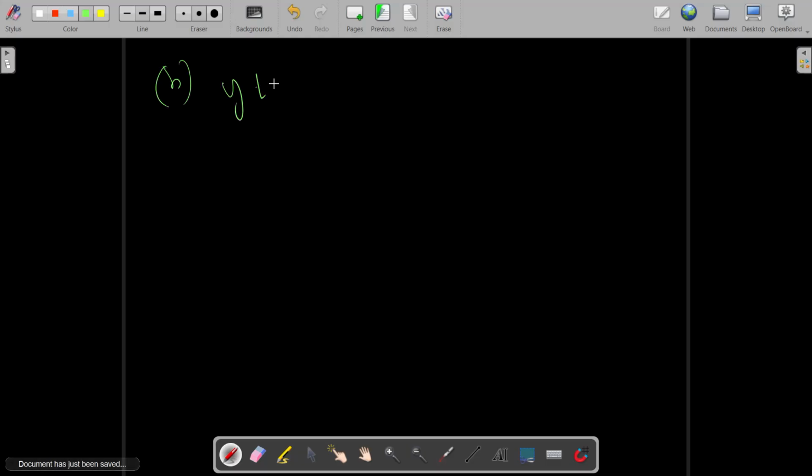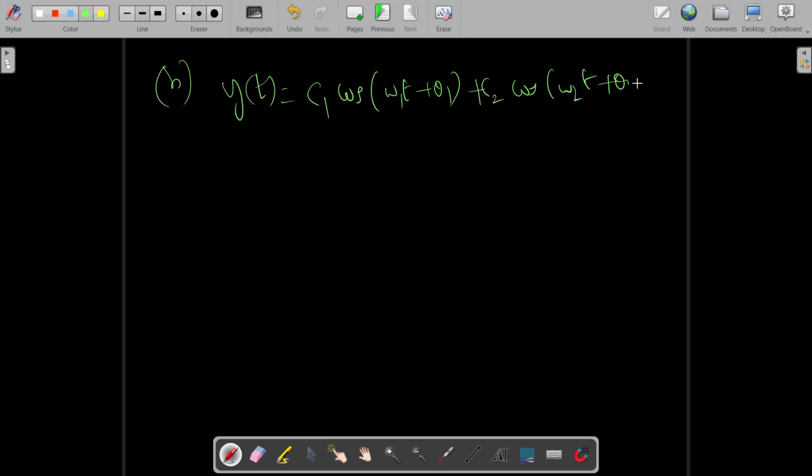What is the y of t now? So y of t is equal to the same as x of t, that is c1 cos(omega_1 t plus theta_1) plus c2 cos(omega_2 t plus theta_2). But the condition we are posing here is that omega_1 is equal to omega_2. In part a, we have shown that the power of the sum of two sinusoids is equal to the sum of the powers of the sinusoids. That's what we saw in the previous slide.